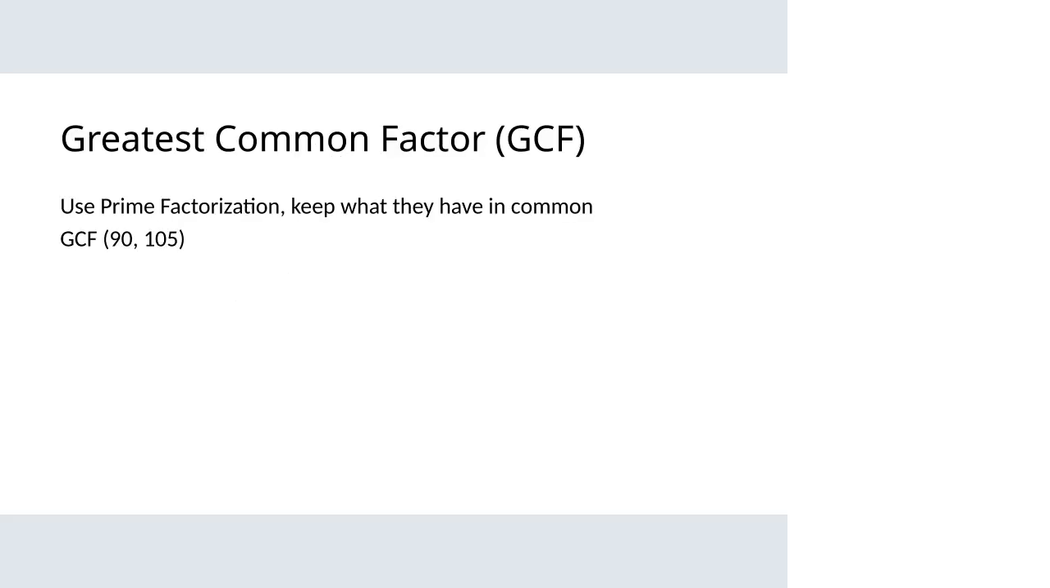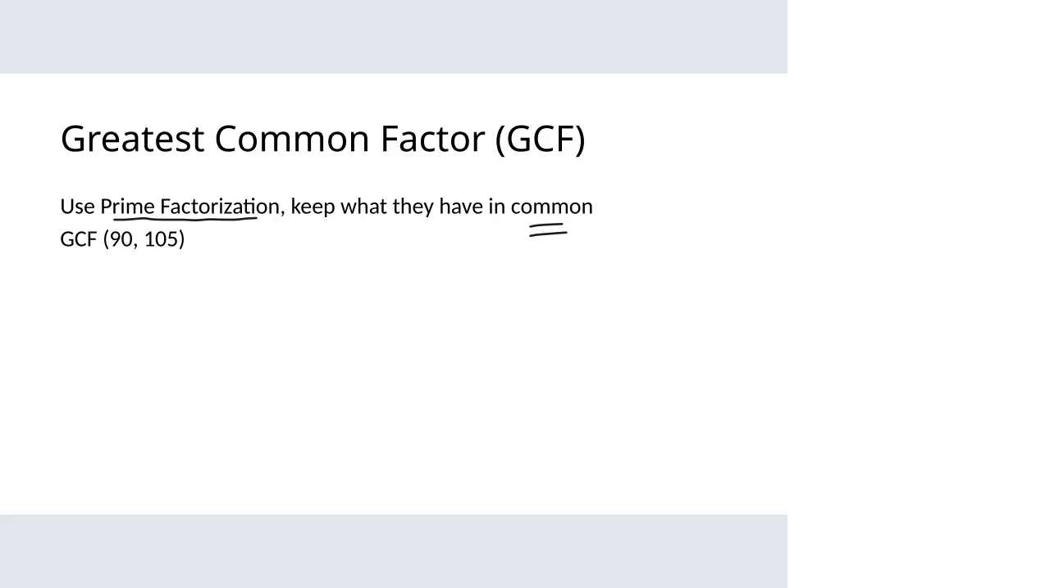Gradually working our way to more and more recent, greatest common factor. If we want to find the greatest common factor of two numbers, we're going to find the prime factorization, and then we're going to keep whatever they have in common. It's a perfect example of intersection that we were just talking about with our set theory.